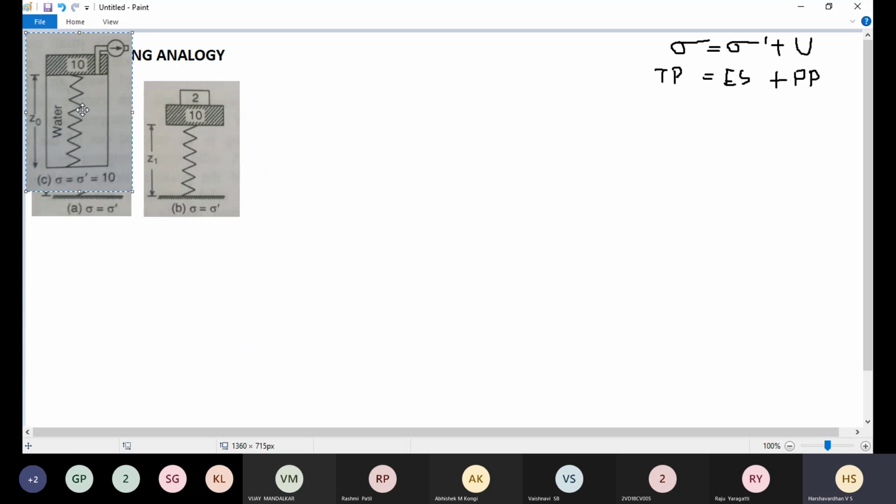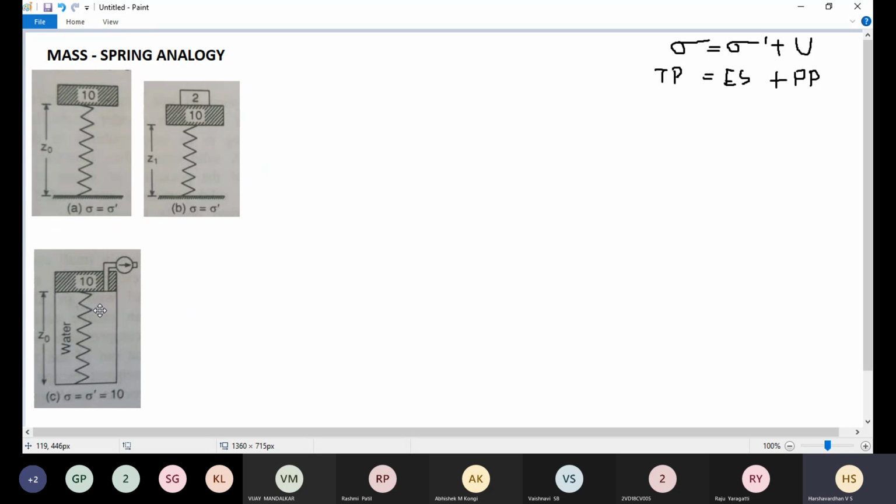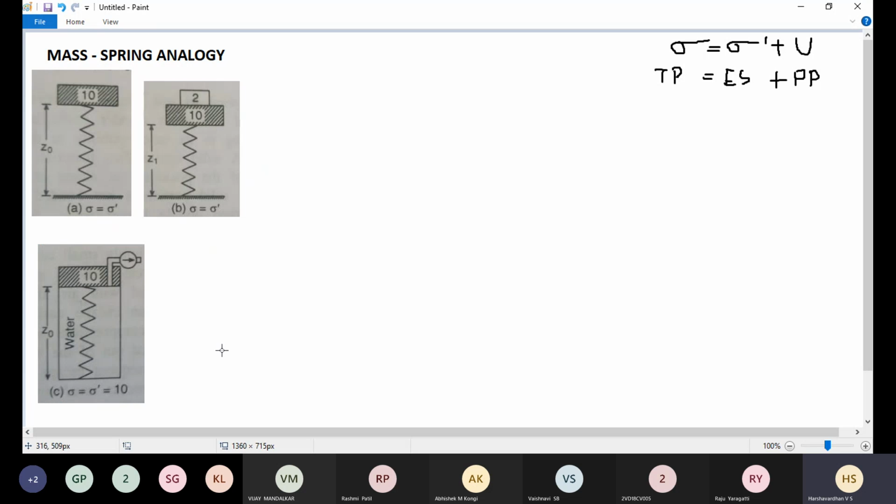So let's say here, I'm taking this spring and weight and I'm keeping this in the cylinder which is filled with water. And you also have this valve. This valve is provided here and an outlet pipe is provided. The outlet pipe has this valve.